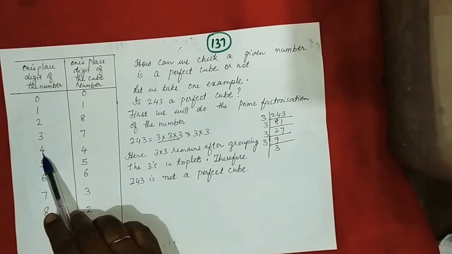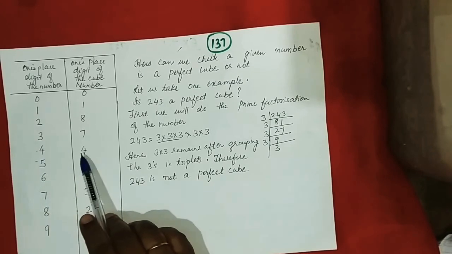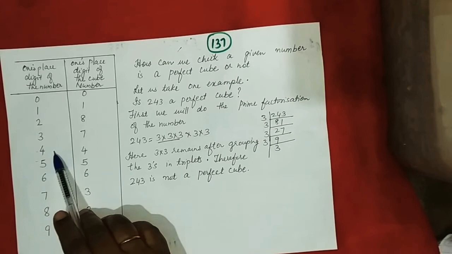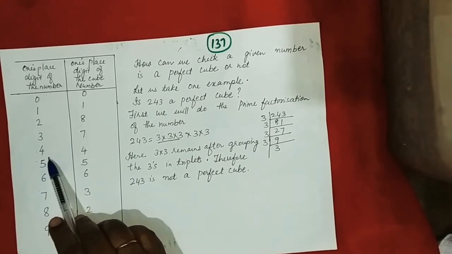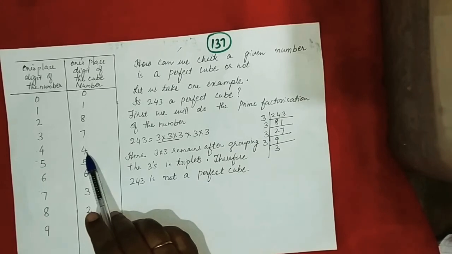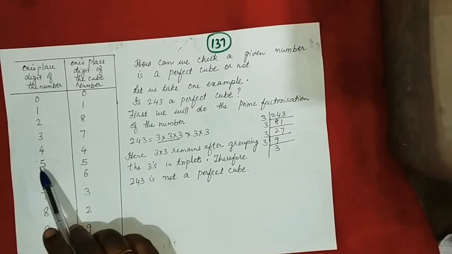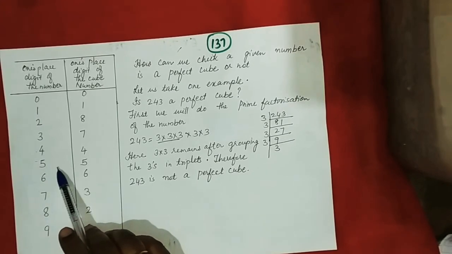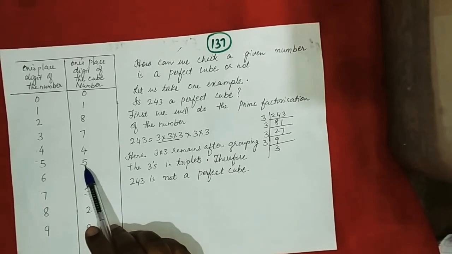If 4 is the ones place digit of a number, then the ones place of the cube number will have 4. Why? Because 4 into 4 is 16. Now that 16, 6 and 4 we will multiply. 6 fours are 24. So 4 will come in the ones place of the cube number. 5 into 5 is 25. That ones place of 25 and 5 again will multiply. So you will get 25 again. So 5 will come in the ones place of the cube number.